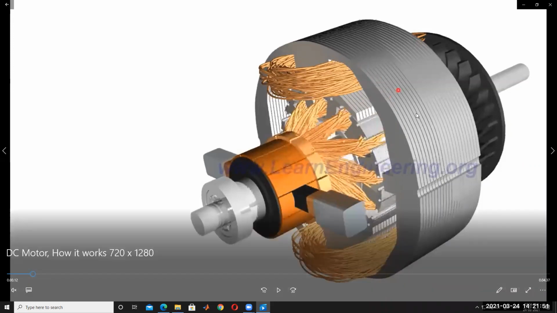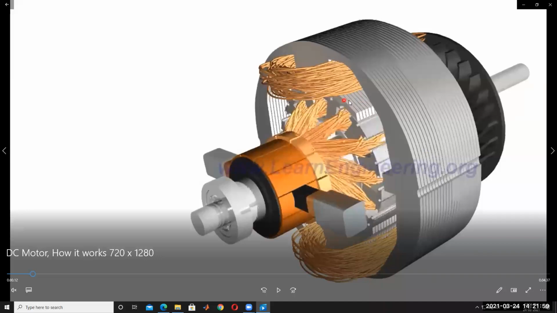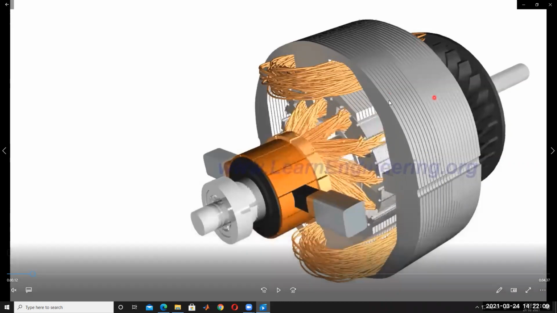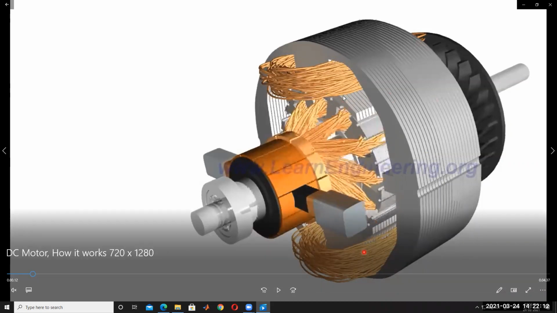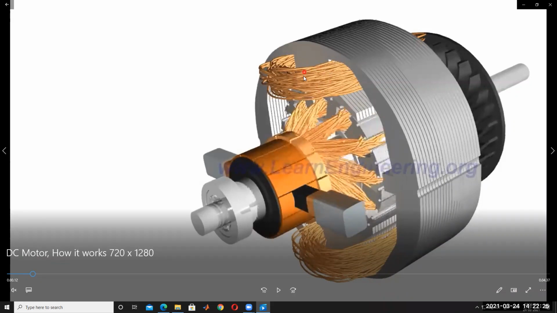A DC machine may be 2-pole or 4-pole, whatever it may be. The polarities of the poles are fixed and do not change, because we are giving a DC supply. When you give a DC supply, the poles always have fixed polarity. This is called one pole. This is called the field winding. The field winding is used to generate the poles, north pole or south pole, in the stator core.